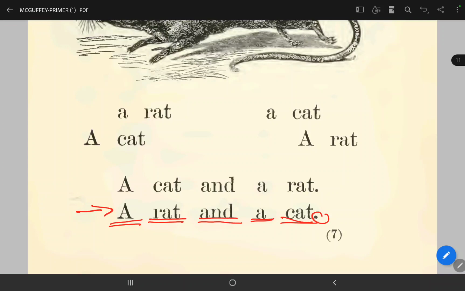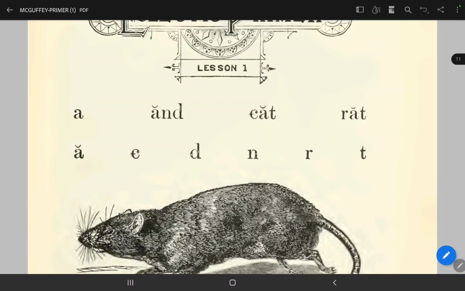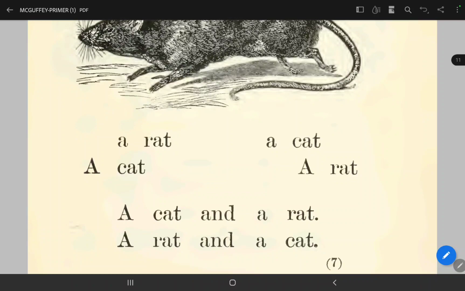Now take some time and go to the beginning of the lesson. Read over your sight words, your elementary sounds, and then go down and read your sentences. See if you can read everything on your own. Once you can, go ahead and take your quiz, and then you can move on to lesson 2.